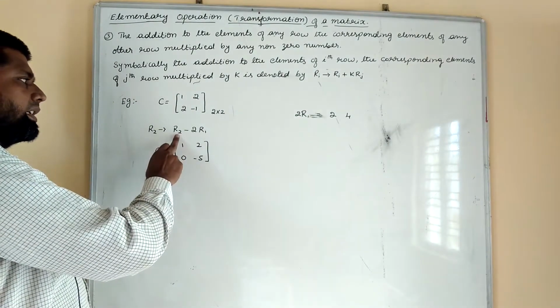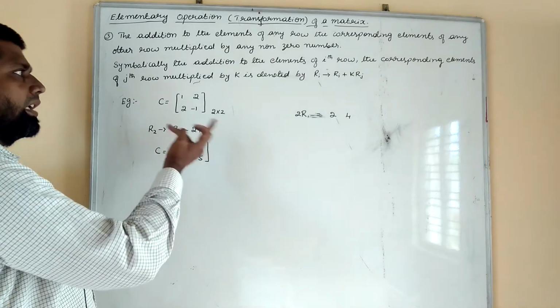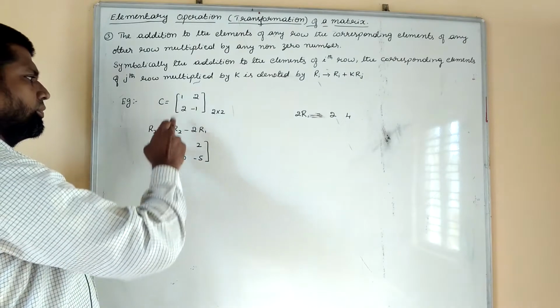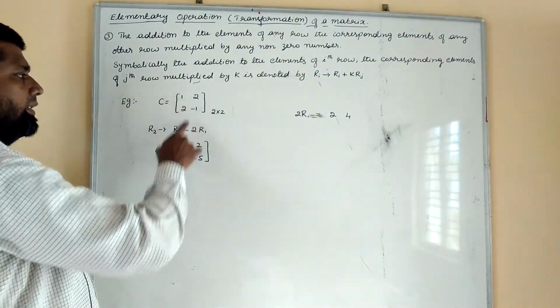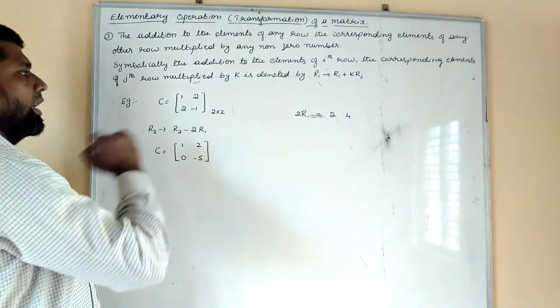Now subtract R2 with R1. R2 should be subtracted with R1. R1 has changed to 2 and 4. If you subtract 2 minus 2, keep the R1 the same. Write R1 is 1, 2. Then R2 should be changed to R2 minus R1.